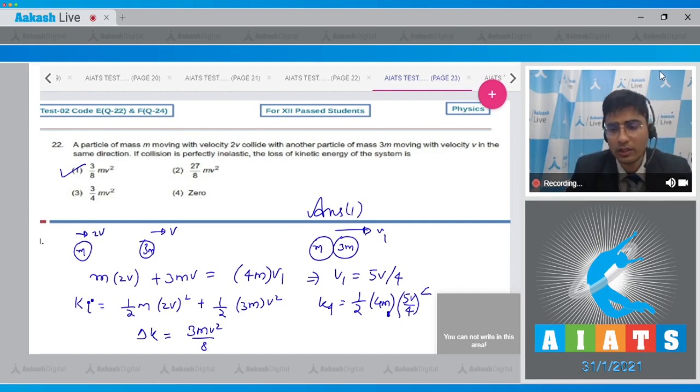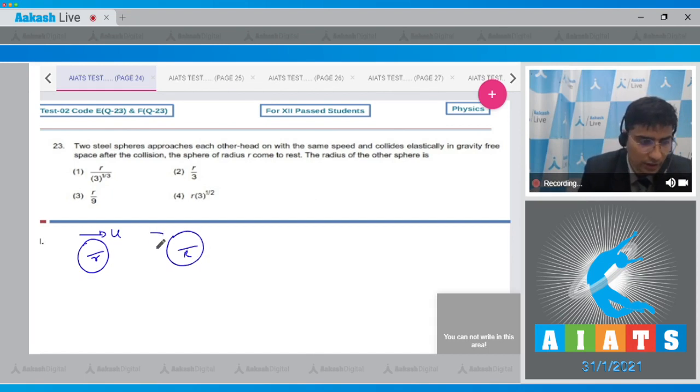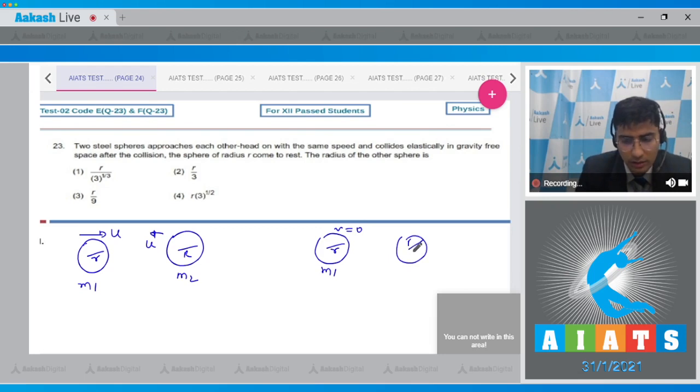Now moving on to question 23. Question 23 says two steel spheres approach each other with the same speed and collide elastically in gravity-free space. After the collision, the sphere of radius r comes to rest. The radius of the other sphere is. Dear student, there is a sphere of radius r. Let it be moving with the speed u. Let there be another sphere of radius capital R and it is also moving with the speed u. Now the masses are unknown, so we write m1 and m2. Finally it is given that the sphere of radius r and mass m1 comes to rest, so its velocity is 0, while the other sphere may be moving with a certain velocity v2.